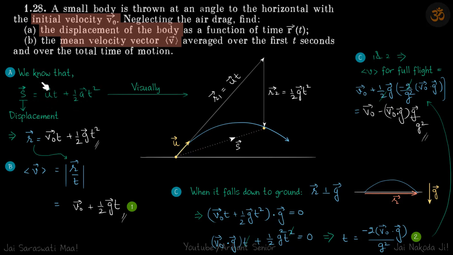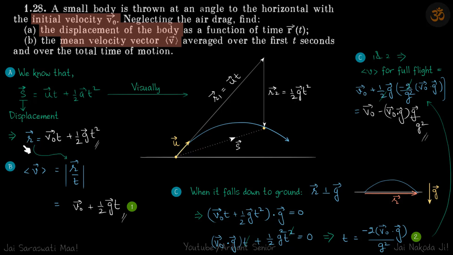So this is the equation in vector form. Here s represents the displacement. So visually it's going to look like this. With u velocity thrown, this vector represents ut and this vector represents half gt square. So this is what this equation represents visually. So s is displacement, which is the line joining the initial point and the final point, s vector. So s vector is equal to ut plus half gt square.